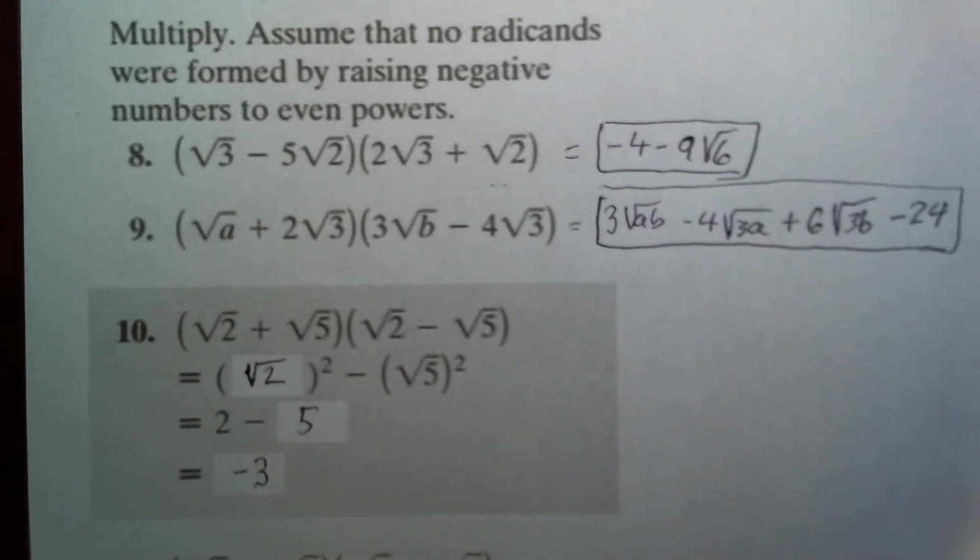In a way, it's an amazing product when you think about that. You start out with irrational numbers like square root of 2 and square root of 5, and you wind up with a rational number. But that's the way this works.